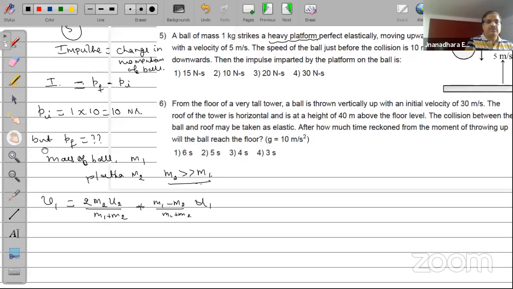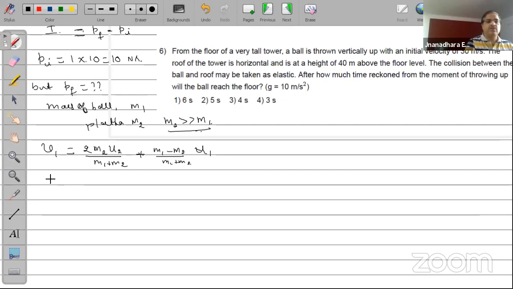Therefore, I'll get V1. See, M2 is very large when compared to M1, so M1 will go away. This will be approximately equal to 2U2. And what will the second term be? M1 is negligible, so it goes away. M2 you have, M2 you have. So it is minus M2 divided by M2, so this becomes minus U1.